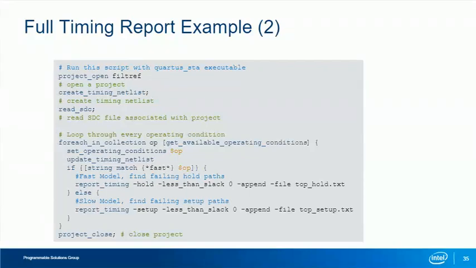Here we will run report timing with the setup option. We have the same less than slack 0 to find only failing paths and append the results this time to top setup.txt. If there are failing paths, then the detailed path information would be written out to the corresponding text files. Lastly, we use project close to close the project.